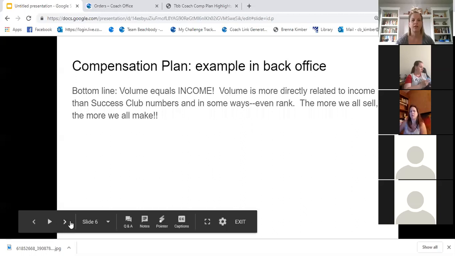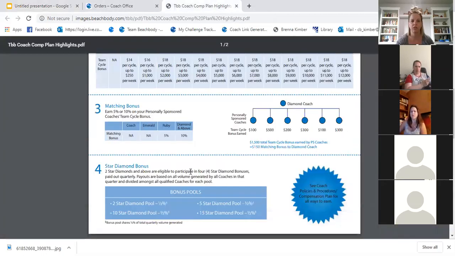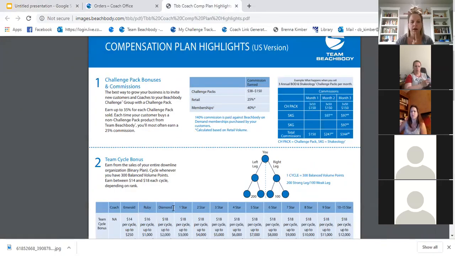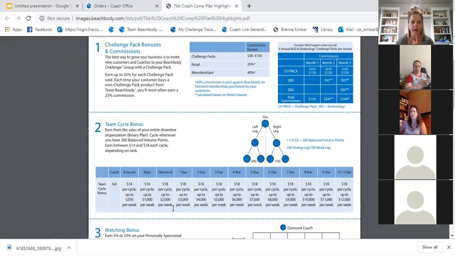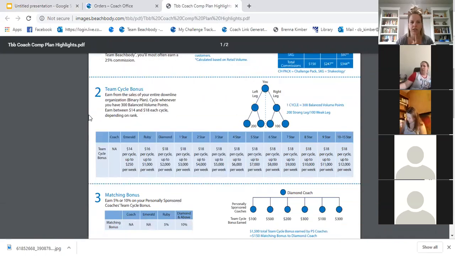Okay, next, I want to show you our compensation plan. I have it back here. This is in your back office, you guys, if you want to look at it. It's under the training section. It explains the commission that we get and how much it is for everything. And then this explains the team cycle bonus. This is your downline on each leg, and then the volume, and then this is how they cycle it. So again, 14 for Emerald, 16 for Ruby, 18 for Diamond, etc.